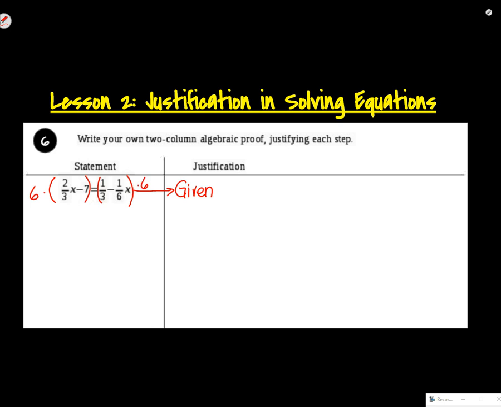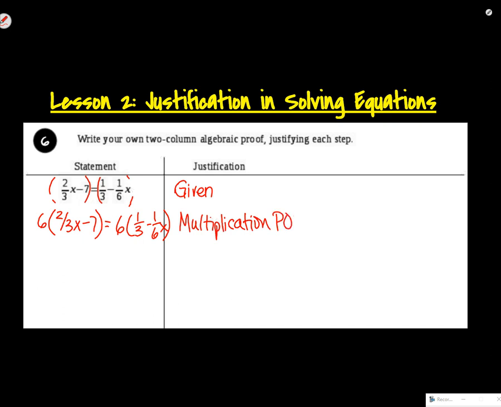Okay? So let's see what happens. Actually, let's do this because I don't want to combine too many steps. Remember that? Don't combine too many steps. So even though I put my parentheses here, I'm going to do 6(2/3 x minus 7) equals 6(1/3 minus 1/6 x). And what did I do? I did the multiplication because I'm multiplying both sides by 6, multiplication property of equality.